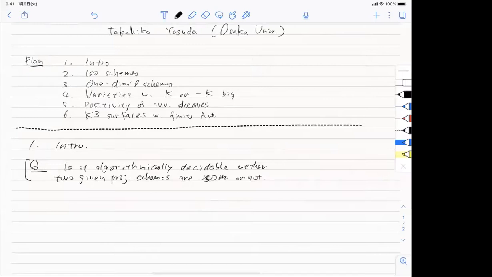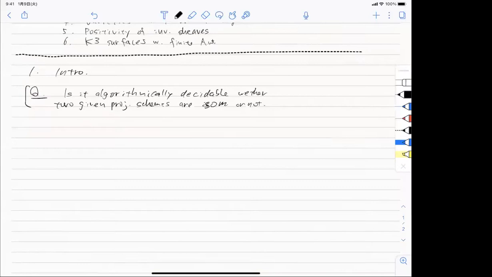I got to know of this problem in a paper by Poonen about some decidability problems in algebraic geometry. In that paper, he said that this question was asked by Totaro. But I think this is a very fundamental problem, so anybody can ask this question. Recently I also found that the same question was asked on Math Overflow by Don Arapura, and there was some discussion in that Math Overflow thread.